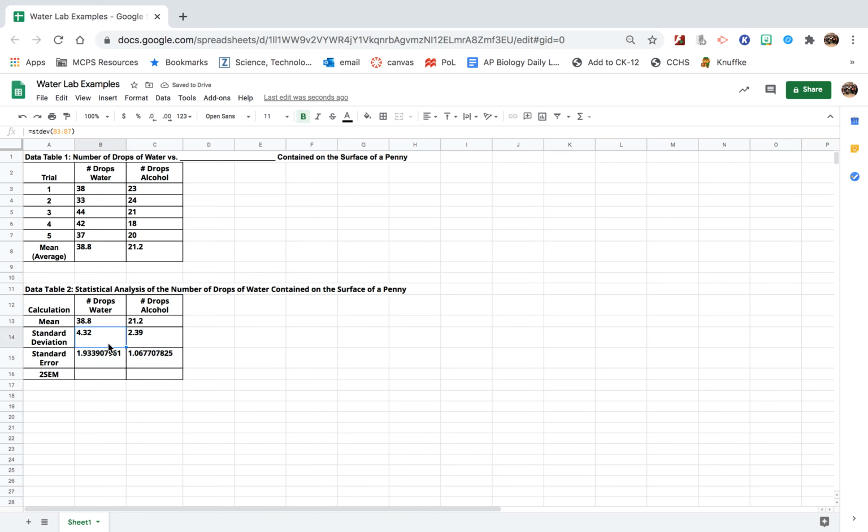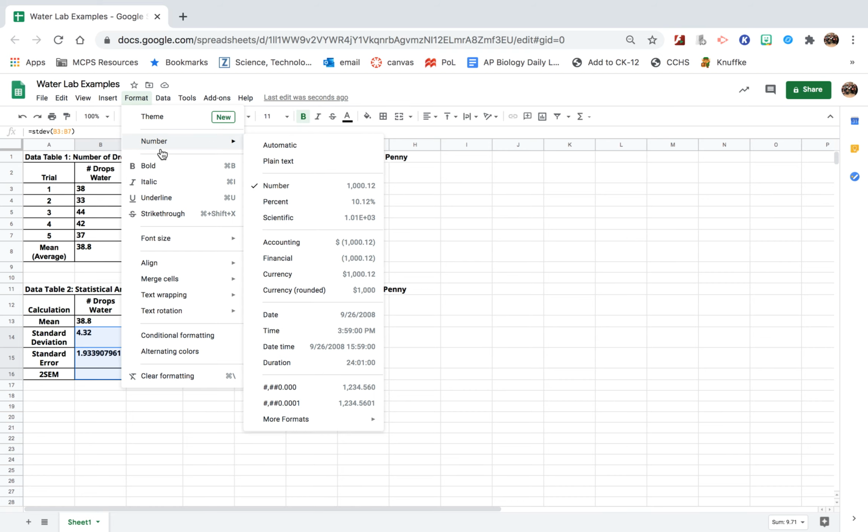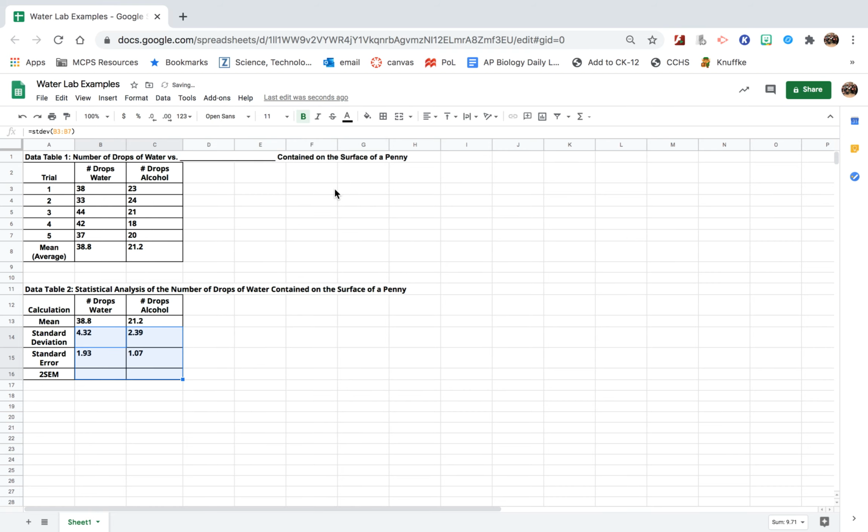And for alcohol, it's 1.06. Now again, if you don't want to look at all that, I might just do all of them this time. You remember, Format, Number, and it'll give it to you in a 2 decimal format.